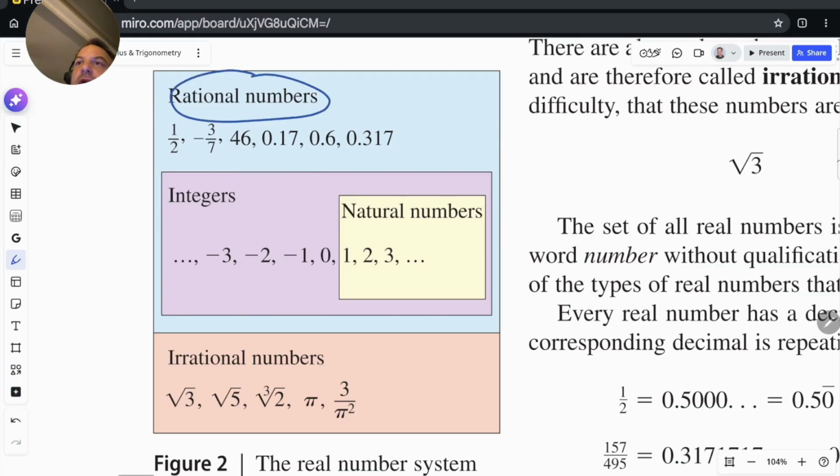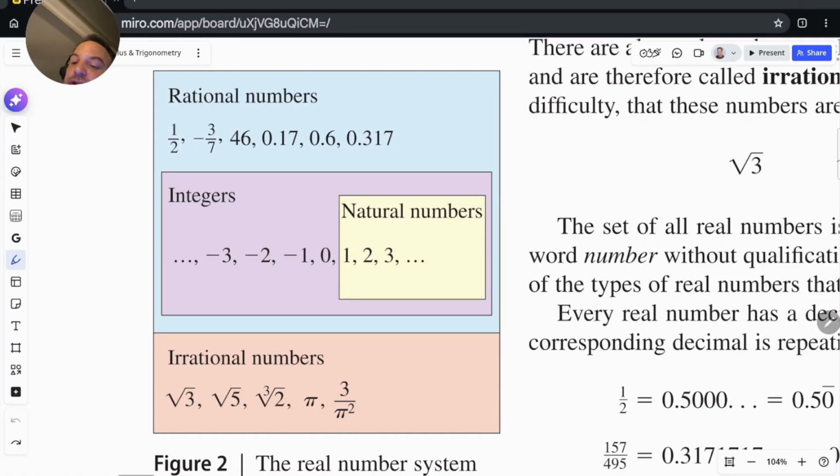Rational numbers: any number that can be written as m over n, where m and n are elements of Z, and n does not equal 0. Now, a rule of thumb for rational numbers is that the decimal form will terminate or repeat forever. So, for example, 1/2, -3/7, 46, 0.17, 0.6 with the repeating bar over it. So it goes on forever, 0.66666 on and on forever.